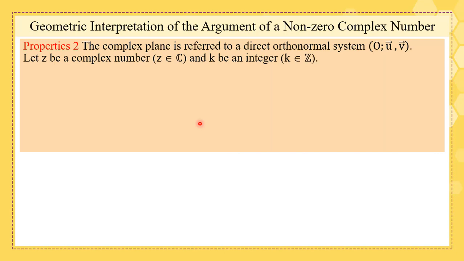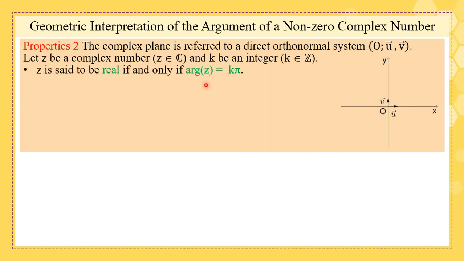Let's see some properties. Z is said to be real if and only if its argument is k pi. We saw this before, but now we're going to see it officially. If the number is real, it means it's on the x-axis. We can see that its argument, which is the angle between U and OA, let's say if the point is A, would be either 0 or pi or 2 pi or 3 pi, and this is what we mean by k pi.